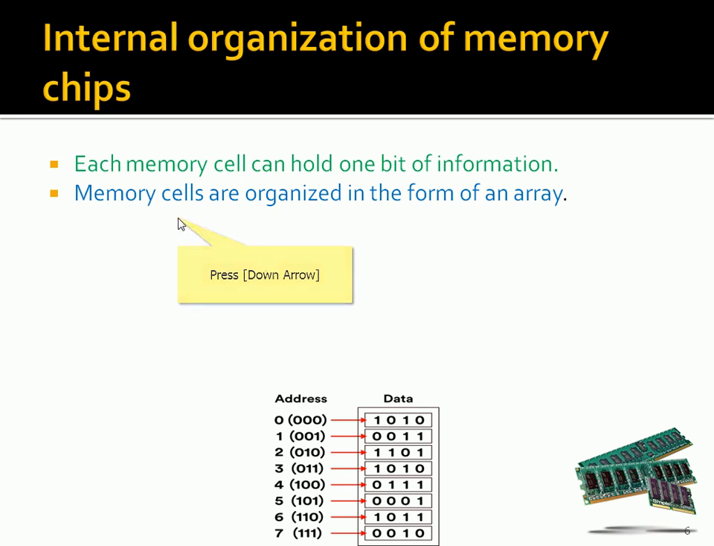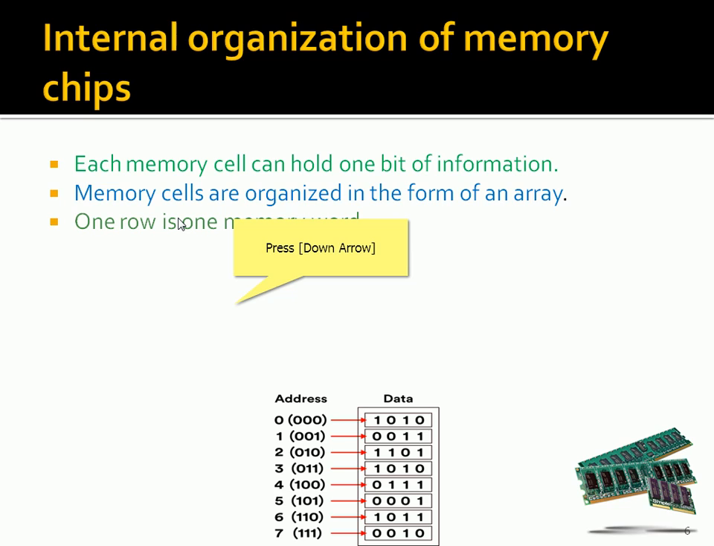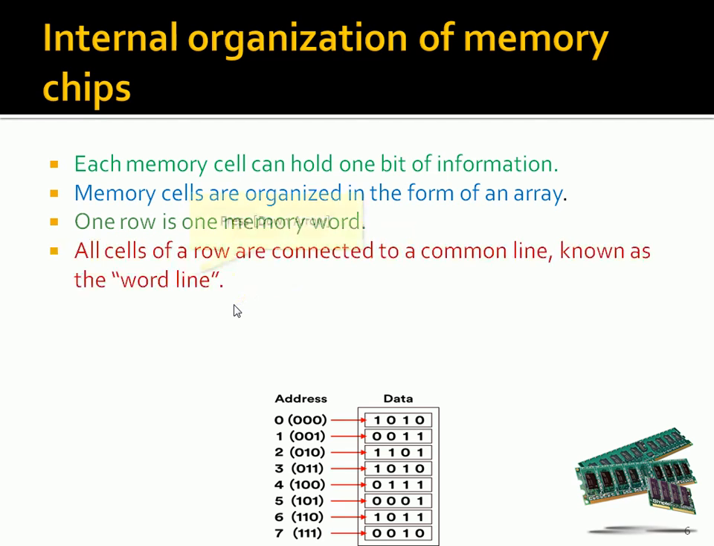Similarly, one row is one memory word. This is the 0th word, and the second word, similarly the 7th word. So one row is one complete word. Of course here 4 bits will be there. Similarly, in the subsequent discussion, 8 bit, 16 bit, or 32 bit words may be possible. All cells of a row are connected to common lines known as word lines.